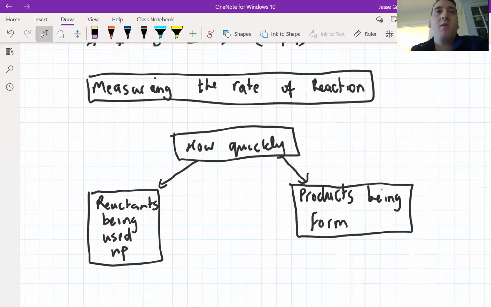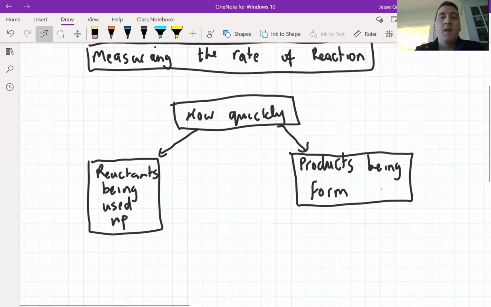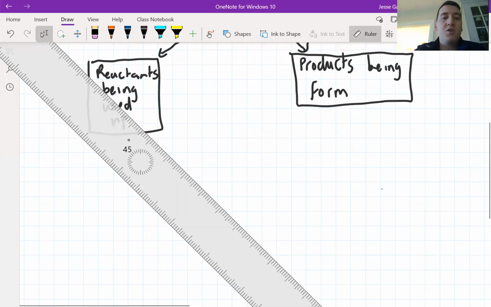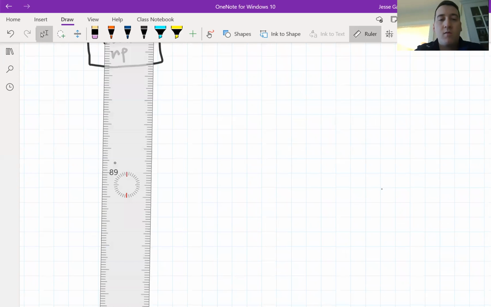So that's generally what we want to do if we want to measure the rate of a reaction. We either want to measure how quickly the products are being formed, or how quickly the reactants are being used up. And we can use a graph to show the rate of a reaction.